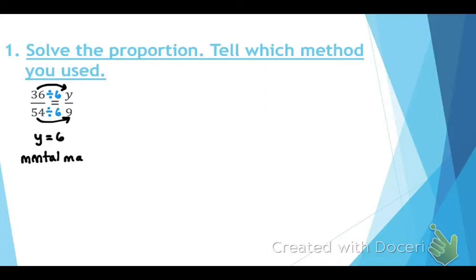How many of you did cross products? Did you still get y equals 6? Yes. All right, so it shouldn't matter which method you use. Did anyone do multiplication? All right, very good. Remember, that's when you're trying to get the y by itself, so you multiply by 9 on both sides. So the correct answer was y equals 6, and once again, you could choose whichever method you wanted.